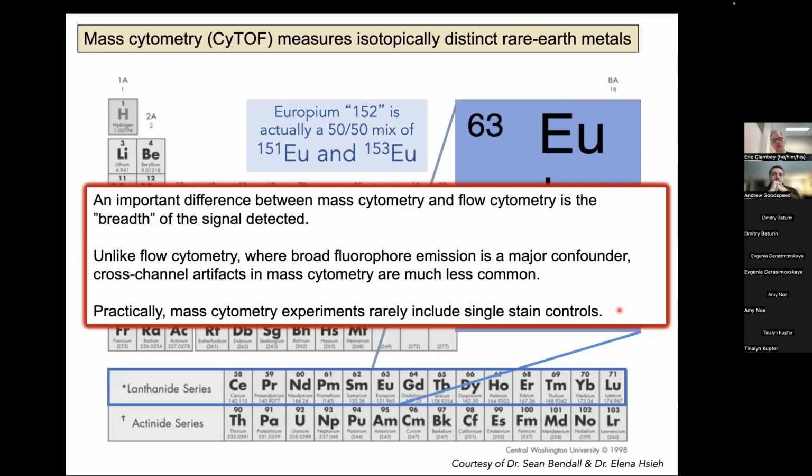stain controls. And so that's one major difference between doing a CyTOF experiment and a flow cytometry experiment. That's not to say that there would be no value in including single stain controls, but the requirement for compensation is greatly reduced in CyTOF experiments.